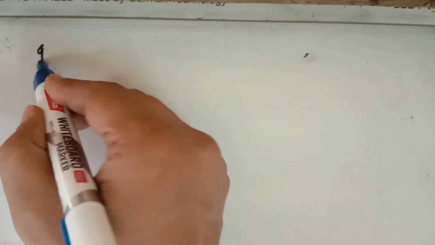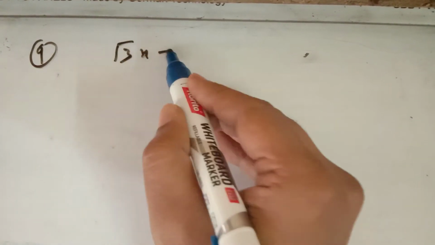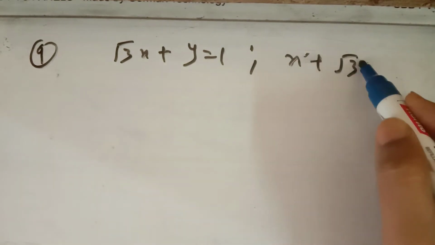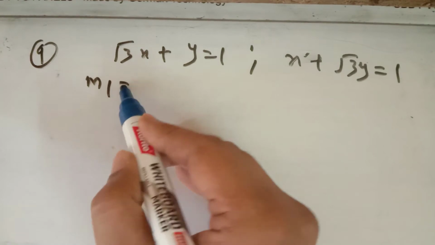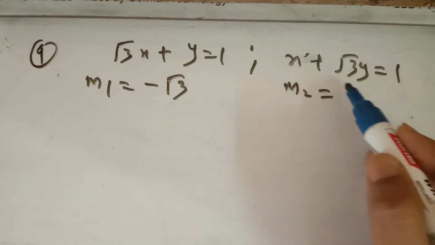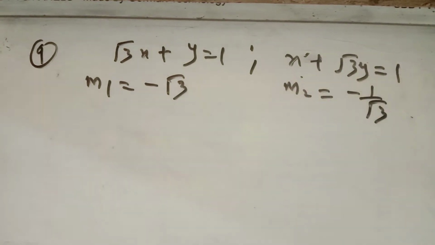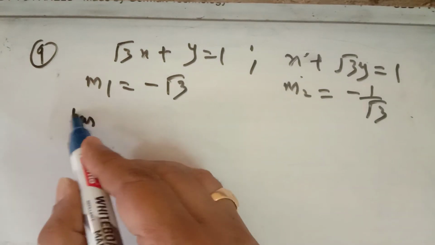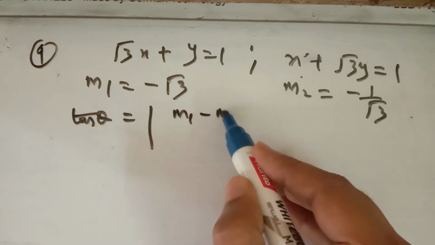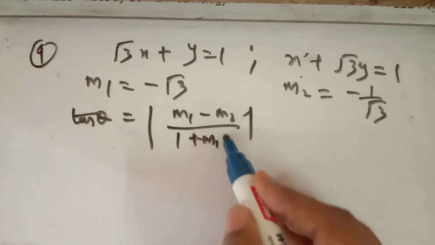Now in question number 9, you have to find the angle between the two lines, and we know the formula for how to find the angle between the two lines. Because the equation of the line in the standard form is given, the slope of one of the lines is minus a upon b, that is minus root 3, and the slope of the second line is minus a upon b, that is minus 1 upon root 3. And you have to find the angle between these two lines by using the formula tan theta is equal to mod of m1 minus m2 upon 1 plus m1 into m2.